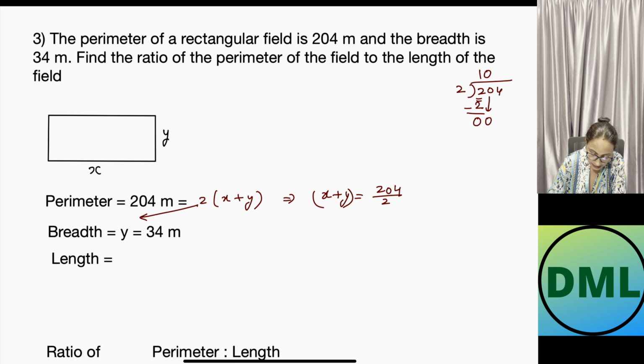This 0 will come down here. 2 times 0 is 0. Let's write down 0 here. This 4 will come down. 2 times 2 is 4, and your answer is 0. My answer will be 102 meters.